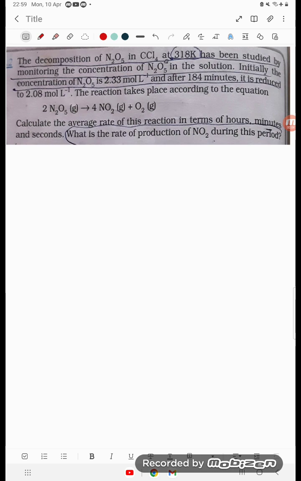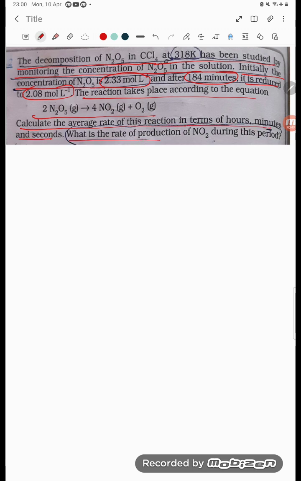Based on the rate of reaction, they are saying the decomposition of N2O5 in CCl4 has been studied by monitoring the concentration of N2O5 in solution. Initially, the concentration of N2O5 is 2.33 mole. After 184 minutes, it reduces to 2.08. The reaction takes place according to the equation. This is the equation. Calculate the average rate of reaction in terms of hours, minutes, second. What is the rate of production of NO2 during this period of time?